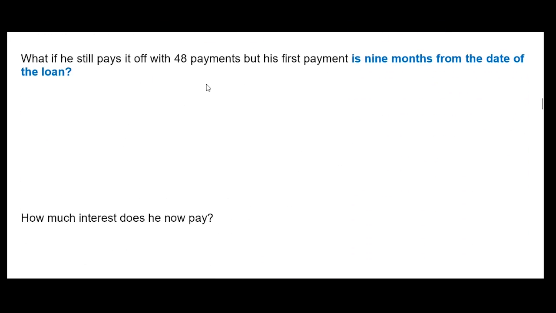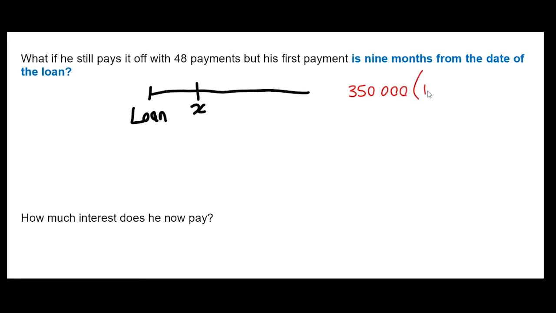What if he still pays it off with 48 payments, but his first payment is 9 months from the date of the loan? Now remember that little picture that we had where we've got our first payment over here, and we want to know what is the loan value at this point. Right, now to make this a normal situation, I'm going to add on 8 months worth of normal compound interest onto the loan. So in other words, I'm going to take my 350,000 Rand that I borrowed from the bank, and I'm going to put on, remember the interest rate was 10% per annum, so a 12th of that per month. I'm going to put on 8 months worth of interest.